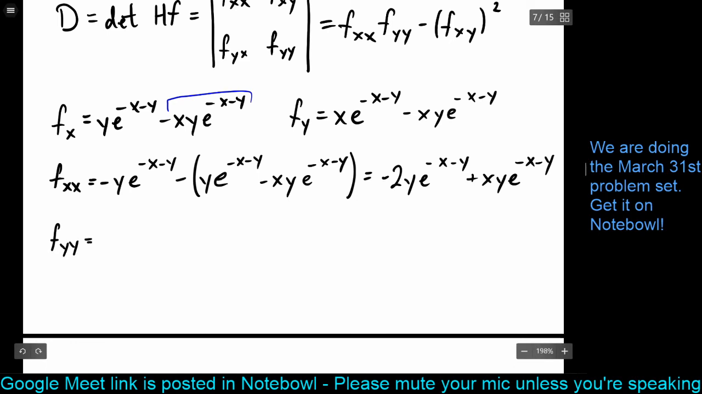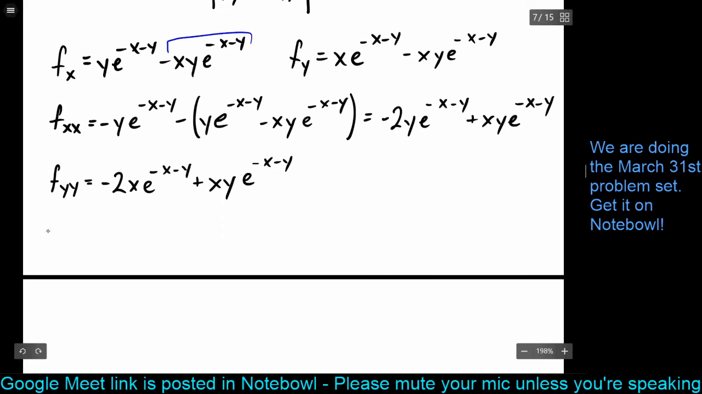fyy, it's going to turn out that we're going to get something similar going on here. So this is actually going to be minus 2x e to the minus x minus y plus xy e to the minus x minus y. Right? And again, the way we know that is look at how fxx worked out, and then fyy is basically the same thing, but there's an x out front here. So if you went through this whole computation, you would find it's the same thing, just the x swaps to a y here.